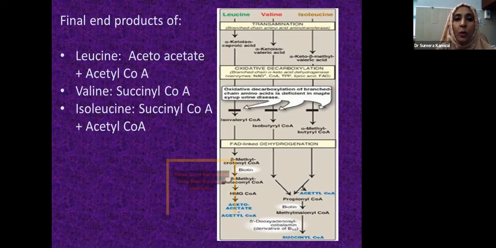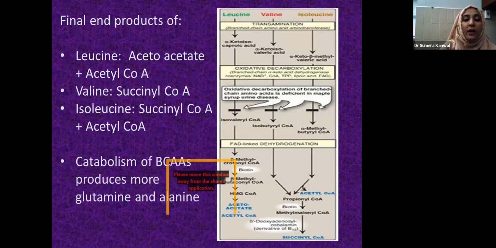Acetoacetate and acetyl-CoA, these two are the structures that contain a ketone group in their structure. So they are called ketone bodies. So the amino acid that gives a ketone body is called a ketogenic amino acid. Or if the amino acid upon catabolism gives an intermediate of glucose synthesis for gluconeogenesis, then it is a glucogenic amino acid.